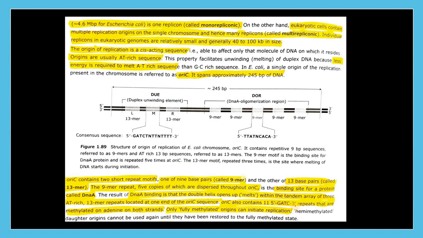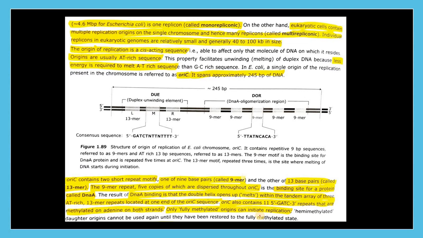Okay, this particular sequence is there and these are repeated 11 times. And when they are completely methylated on the adenine of this GATC, on both the strands, it will give signal for the replication initiation. Only fully methylated origins can initiate replication.